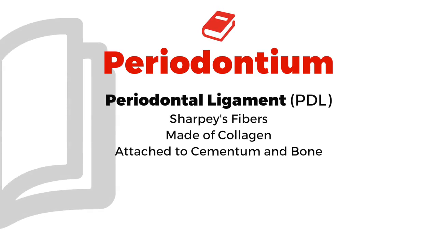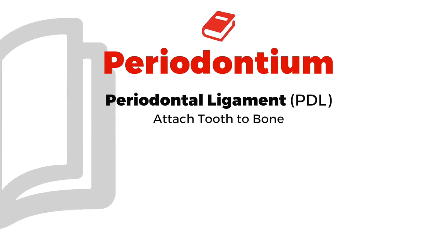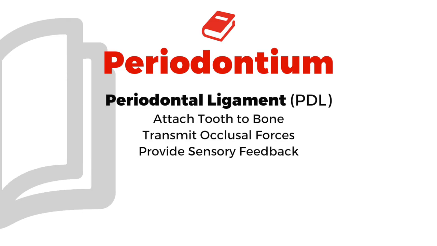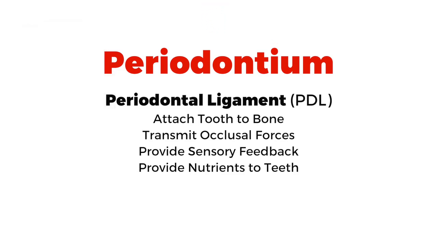Make sure and know there are 4 main functions of the PDL. They attach tooth to bone, they transmit occlusal forces, they provide sensory feedback, they provide nutrients to all the surrounding structures of the tooth. There are 6 types of PDL fibers. You can read about them in your book. I'm going to only highlight 2 of them that we've seen asked the most on the test.